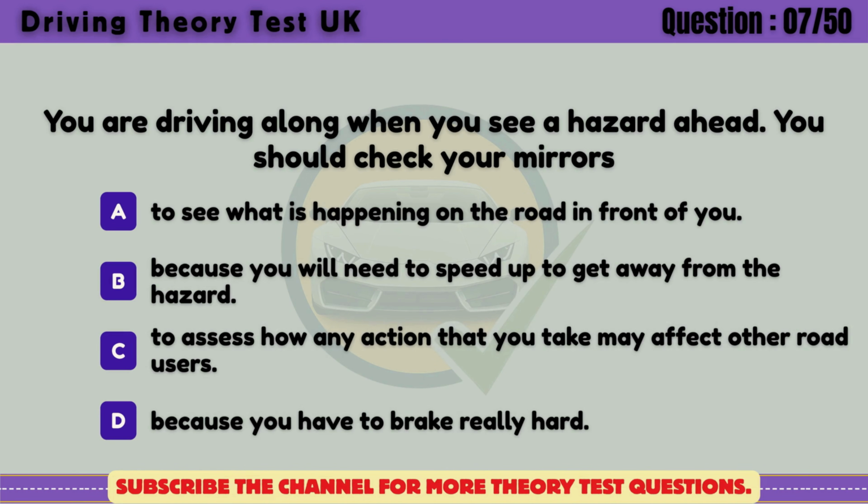Question 7. You are driving along when you see a hazard ahead. You should check your mirrors. Option A. To see what is happening on the road in front of you. B. Because you will need to speed up to get away from the hazard. C. To assess how any action that you take may affect other road users. D. Because you have to brake really hard.